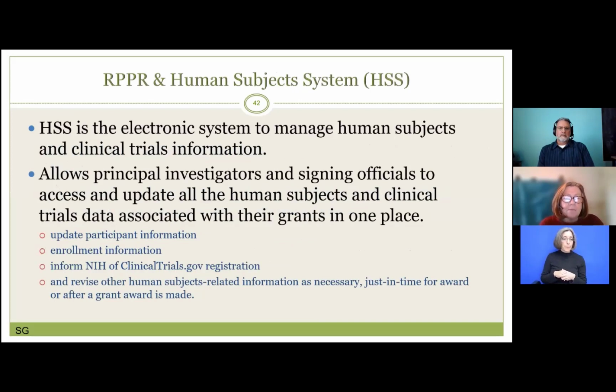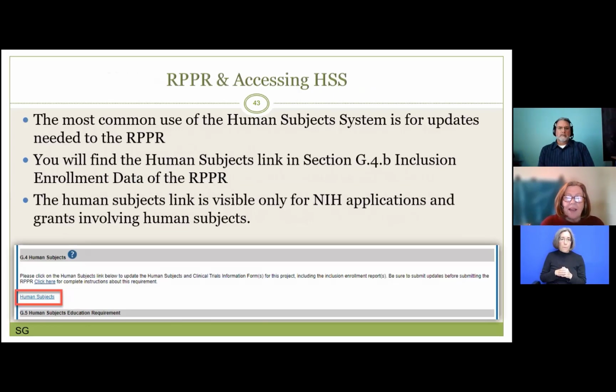The human subjects system is an electronic system to manage the human subjects and clinical trials information. One of the places you can access that is through the RPPR when you're getting ready to submit your progress reports. Right now, it's allowing principal investigators and the signing officials to access and update the human subjects and clinical trial data associated with their grants. The way you will access it through the RPPR is through section G4B. So you will find that in section G, down to number 4 and B. That's where the inclusion data link will be, and you will see it as in this screenshot.